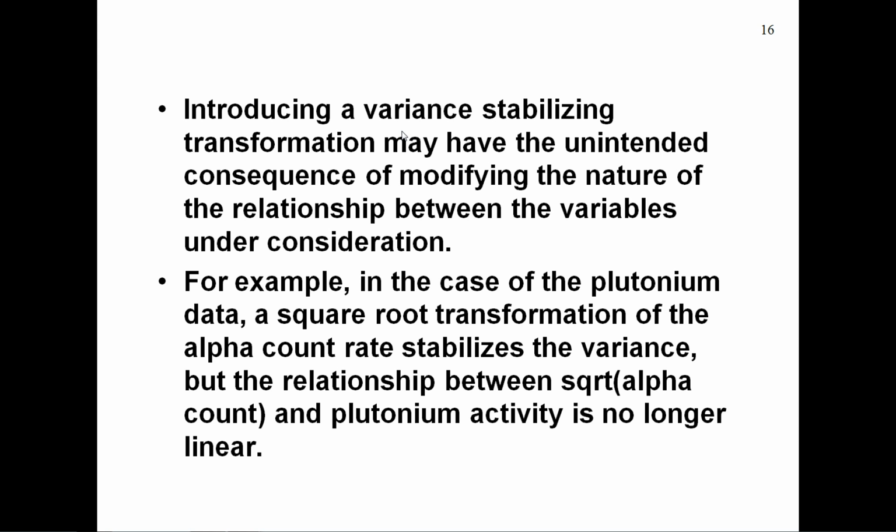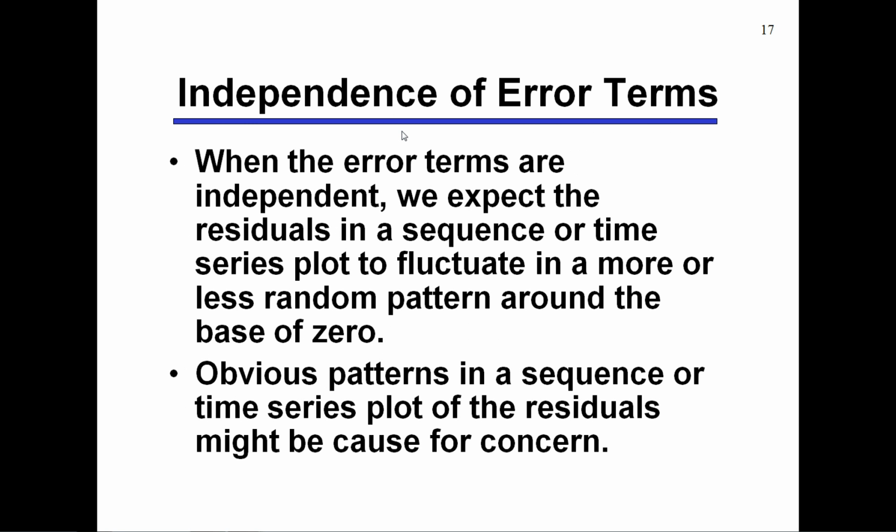But in this particular case, if you do that and you look at the relationship between the square root of the alpha count and the plutonium activity, then it turns out that it's no longer linear. Now, you don't have to do that. I'm just telling you that to make you aware that transformations to take care of one issue sometimes introduce other problems.